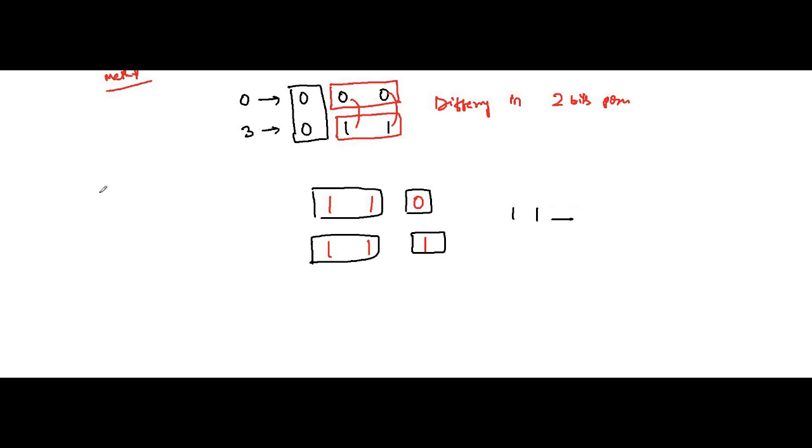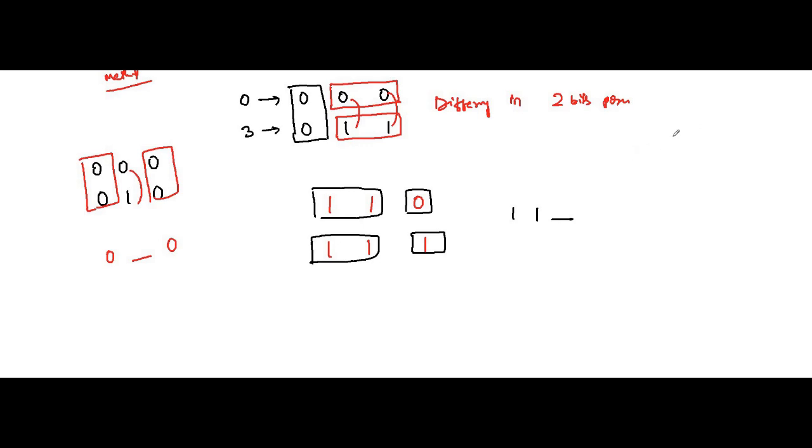Similarly, let's say we have 0 1 0 and 0 0 0. These two binary equivalents are the same here and here, but they differ in the middle bit position. So here we keep the similar bits as they are and replace the bit position where it is differing with a dash: 0 dash 0.